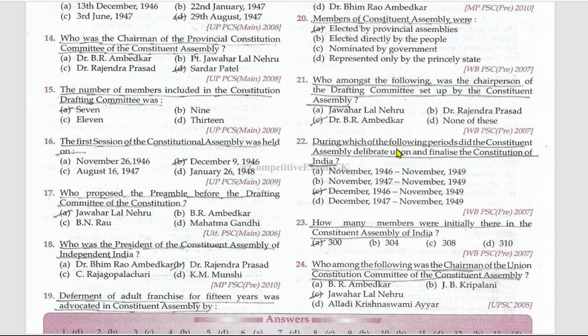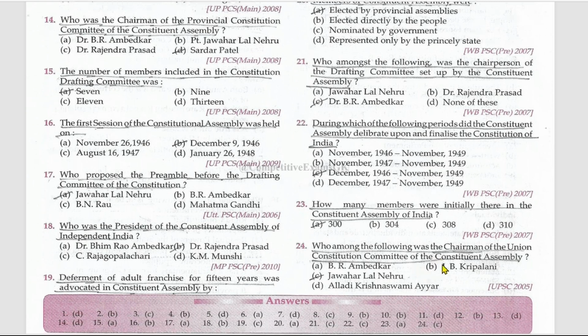During which of the following periods did the Constituent Assembly deliberate upon and finalize the Constitution of India? December 1946 to November 1949. How many members were initially there in the Constituent Assembly of India? 300. Who among the following was the chairman of the Union Constitution Committee of the Constituent Assembly? Jawaharlal Nehru.